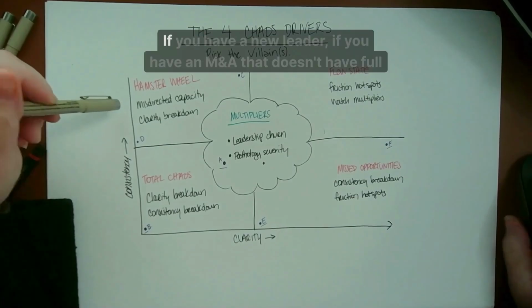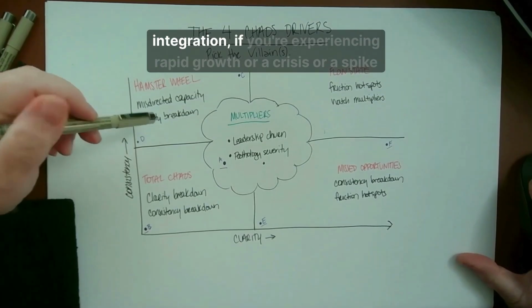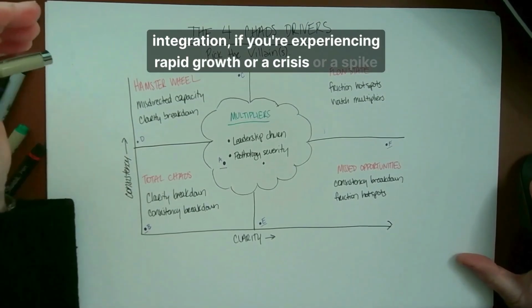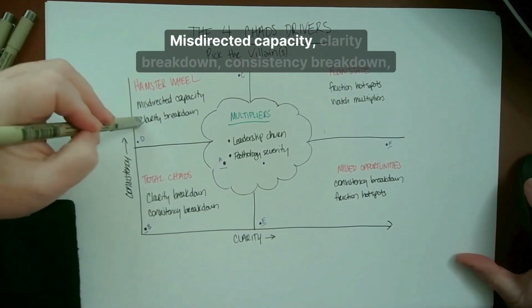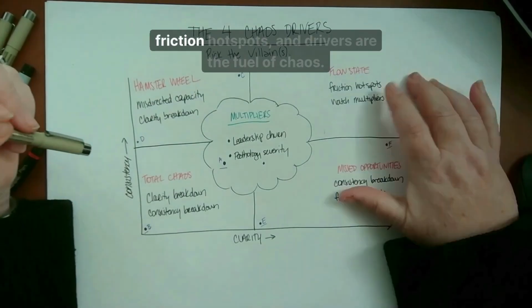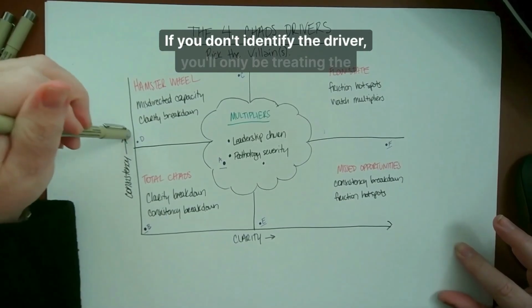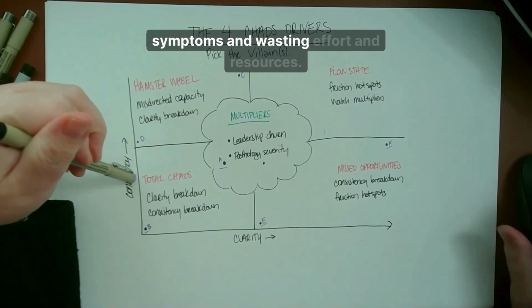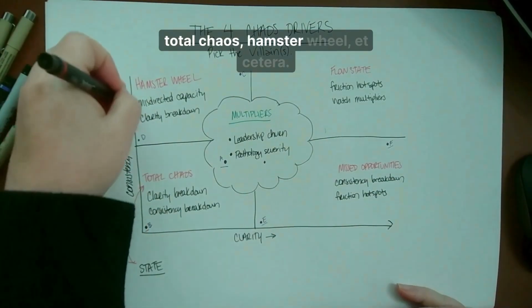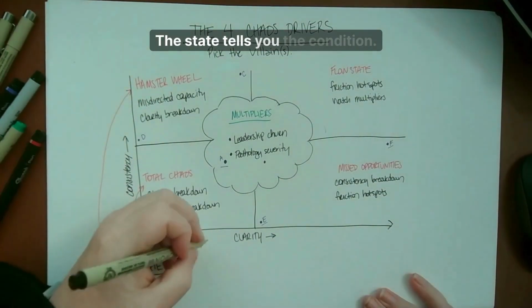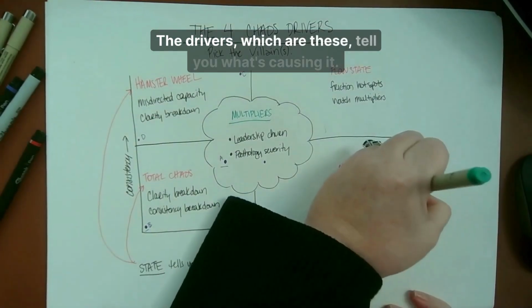Triggers are the spark. If you have a new leader, if you have an M&A that doesn't have full integration, if you're experiencing rapid growth or a crisis or a spike in turnover, these can all activate drivers. Misdirected capacity, clarity breakdown, consistency breakdown, friction hotspots, and drivers are the fuel of chaos. If you don't identify the driver, you'll only be treating the symptoms and wasting effort and resources. So the state, one of these, total chaos, hamster wheel, etc., tells you the condition. The drivers, which are these, tell you what's causing it.